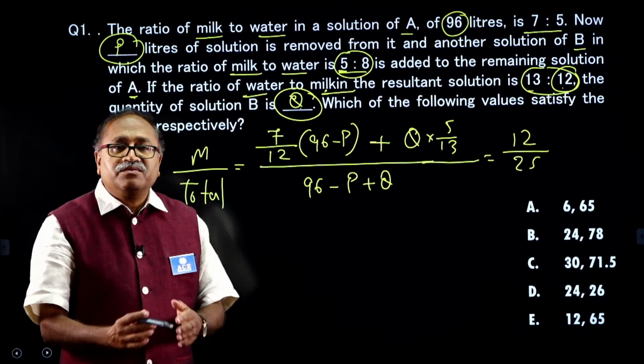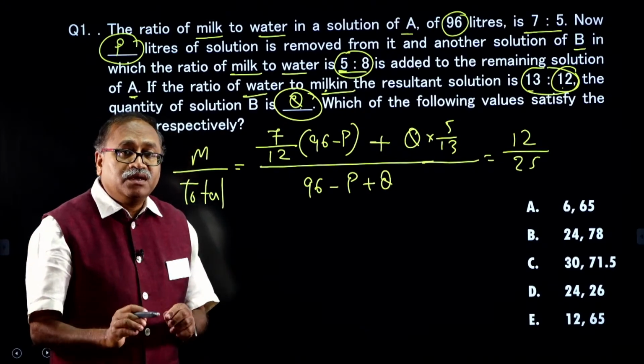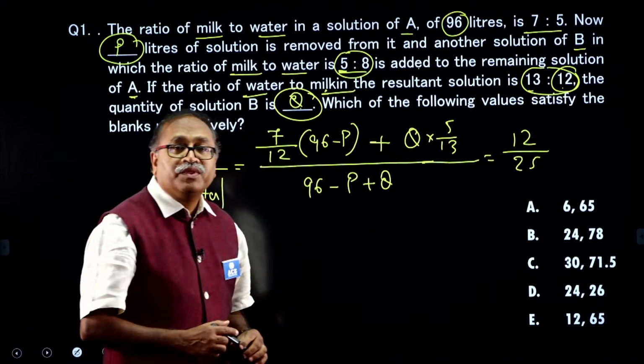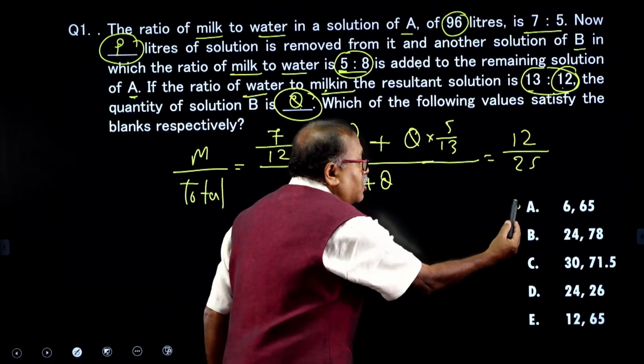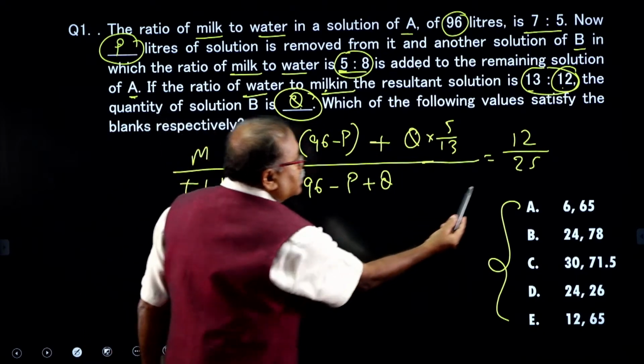Hope this equation, once you solve it, you get the value here, but if you start solving it, I have two variables here, P and Q. The best way is to check the options and see in which option this can be satisfied.